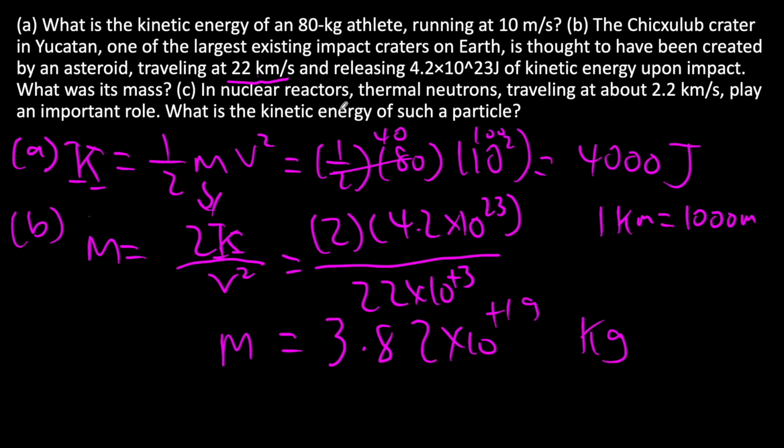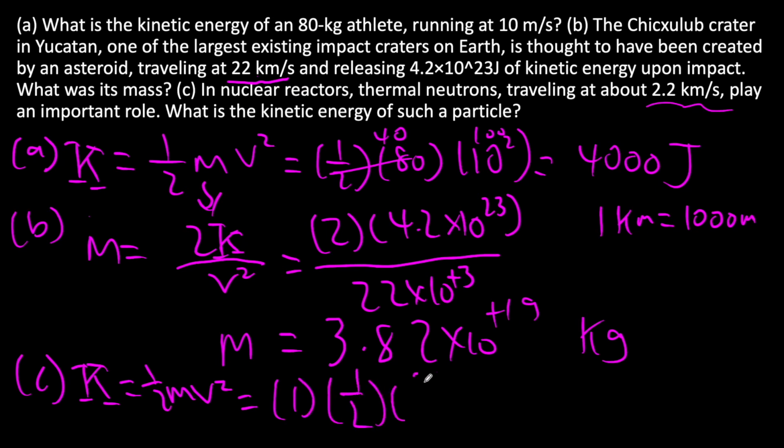Part C, in nuclear reactors, thermal neutrons traveling at a speed of 2.2 kilometers per second play an important role. What is the kinetic energy of such a particle? For this one, same thing. K is equal to a half m v squared. This part doesn't give us the mass, so let's just assume the mass is 1 kilogram for simplicity. So it's going to be 1 times a half times 2.2, converted to meters per second, squared. This is just going to be equal to 1.1 times 10 to the third power. The unit is joule.